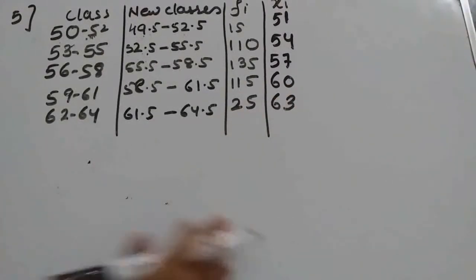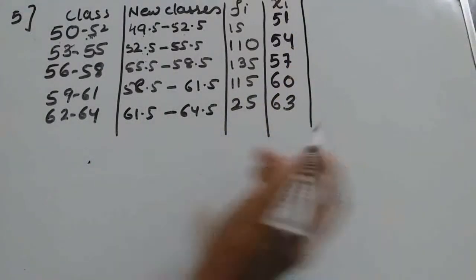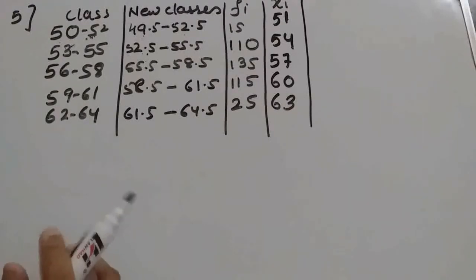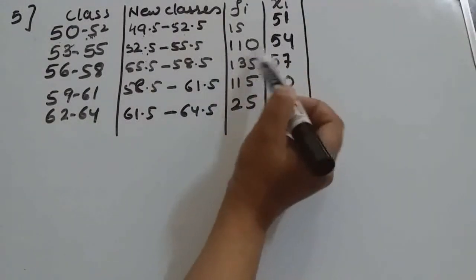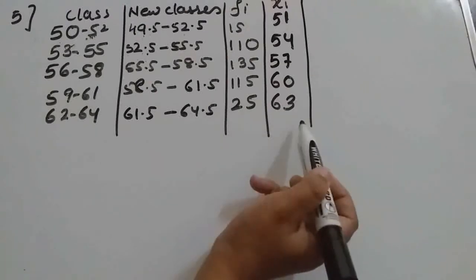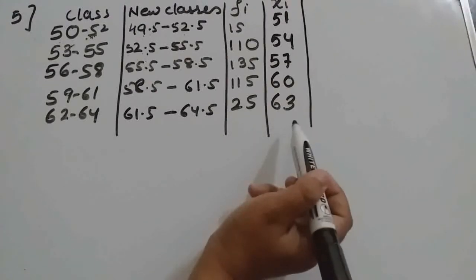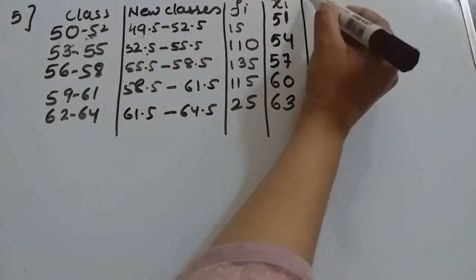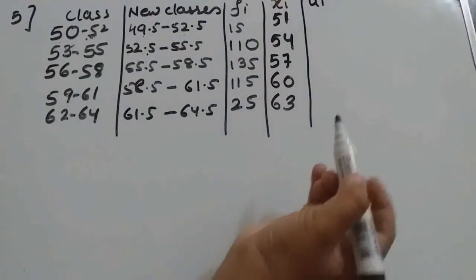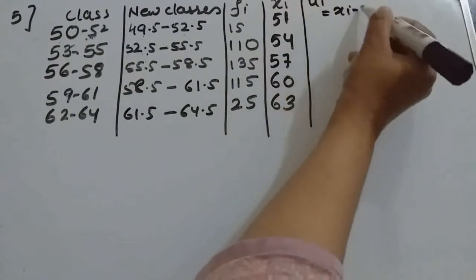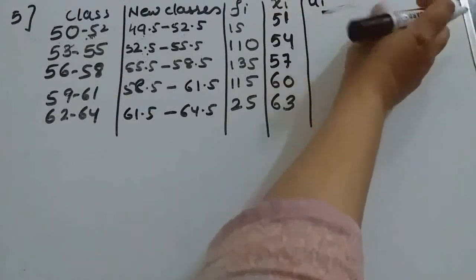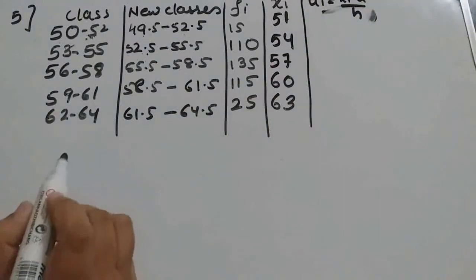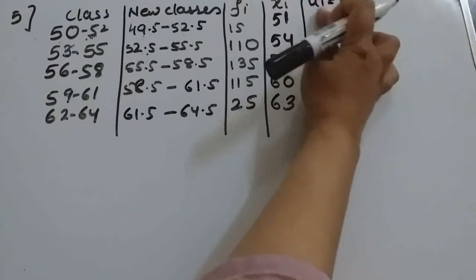Now see, we have direct method, assumed mean method, step deviation method. For direct method you should multiply these two columns. Values are very big, calculation will be tough, isn't it? So what we will do, we will use step deviation method. That means Ui we will find here. And what is Ui? Ui is Xi minus A by H.